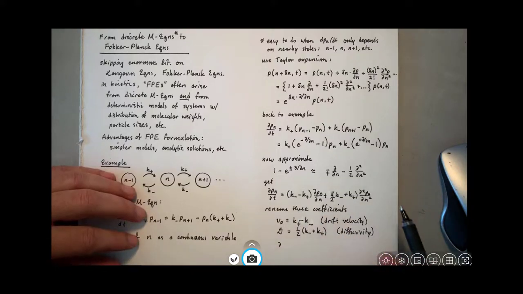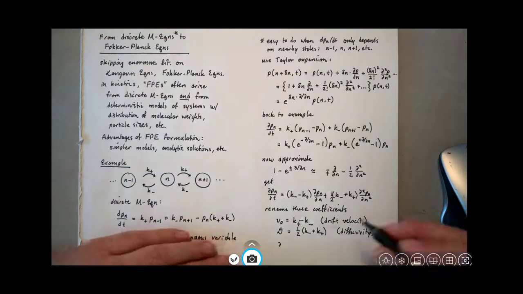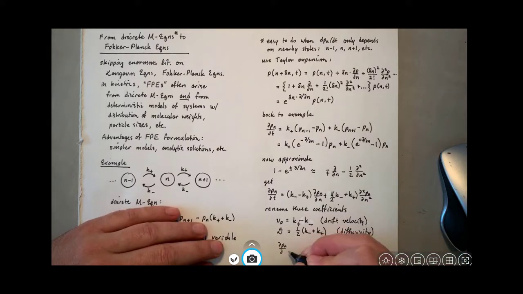And what we're going to do is rename these coefficients, inspired by that interpretation. So we call this one a drift velocity, and this is k plus minus k minus. Okay, so notice that the sign is opposite of the way it appears in this equation. And then this one, we call the diffusivity, the 1/2 of the sum of the two, the forward and backward rate constants.